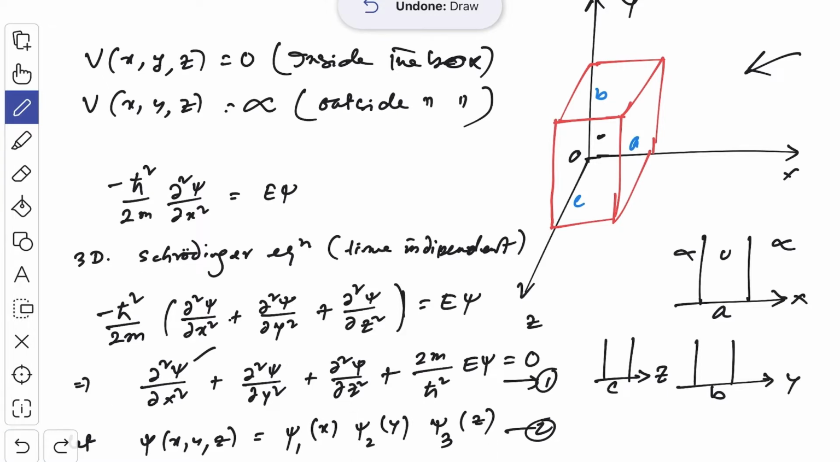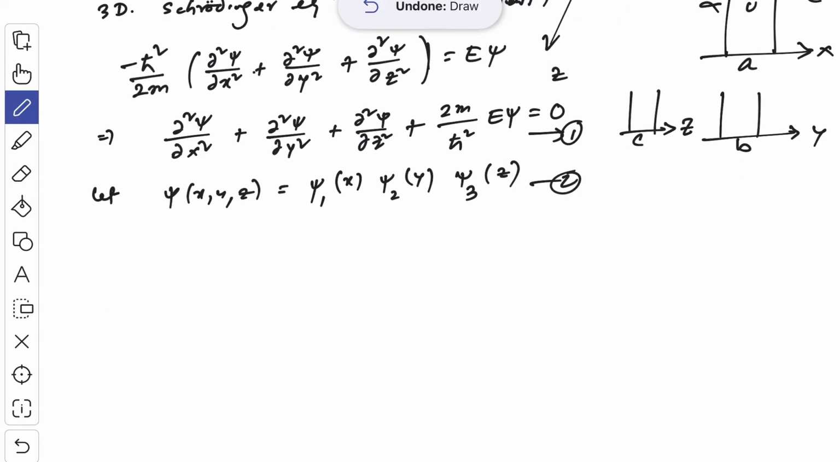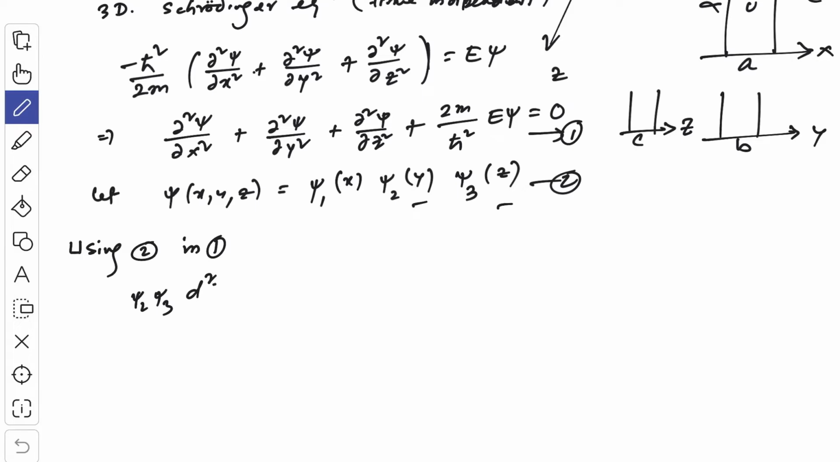Now here you see, using 2 in 1, what you will get? You will get psi 2, psi 3, those were functions of y and z, so psi 2 and psi 3, and then we will have the second order derivative of psi 1 with respect to x. Here we are not going to use a partial derivative because this is a function of x, and we have written these two outside the operator, which were regarded as constant.